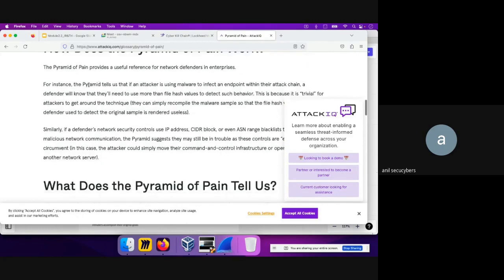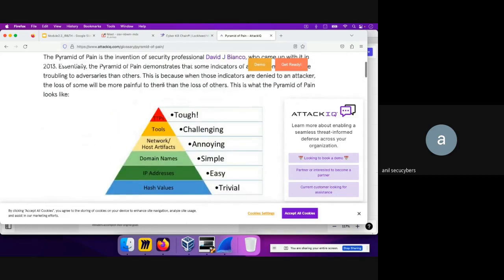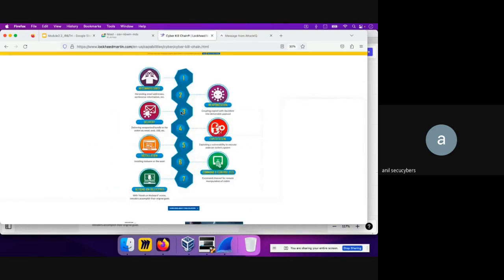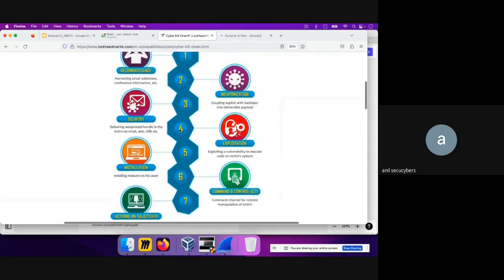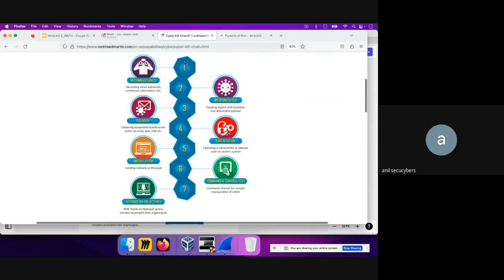This Pyramid of Pain tells us, if an attacker is using malware to infect within the attack chain, how the defender will detect those things. Okay, so this is quite related to the kill chain. Why? Because over here, these are the stages that the attacker goes through to achieve their final objective.